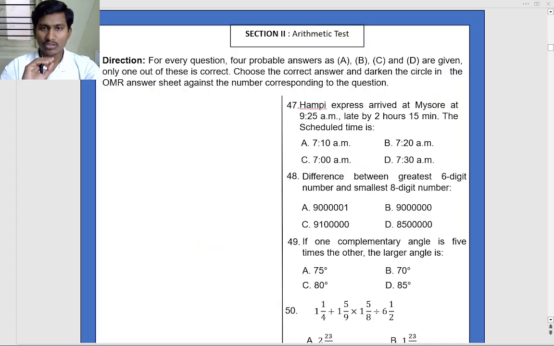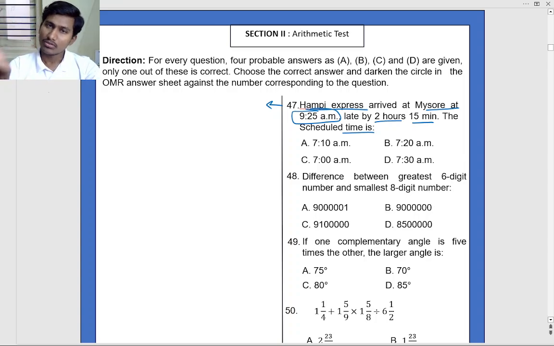So now we solved one page, right? That is till the 46th question. So now let us solve from 47. The question here is, Hampi Express arrived at Mysore at 9:25 a.m., late by 2 hours 15 minutes. The scheduled time is? It is late, so it has to arrive before.